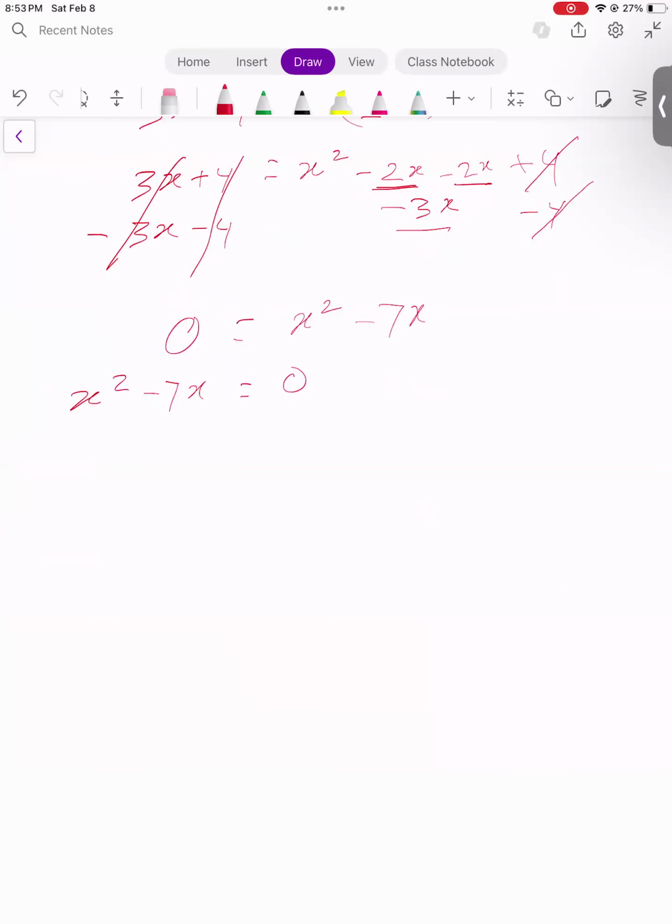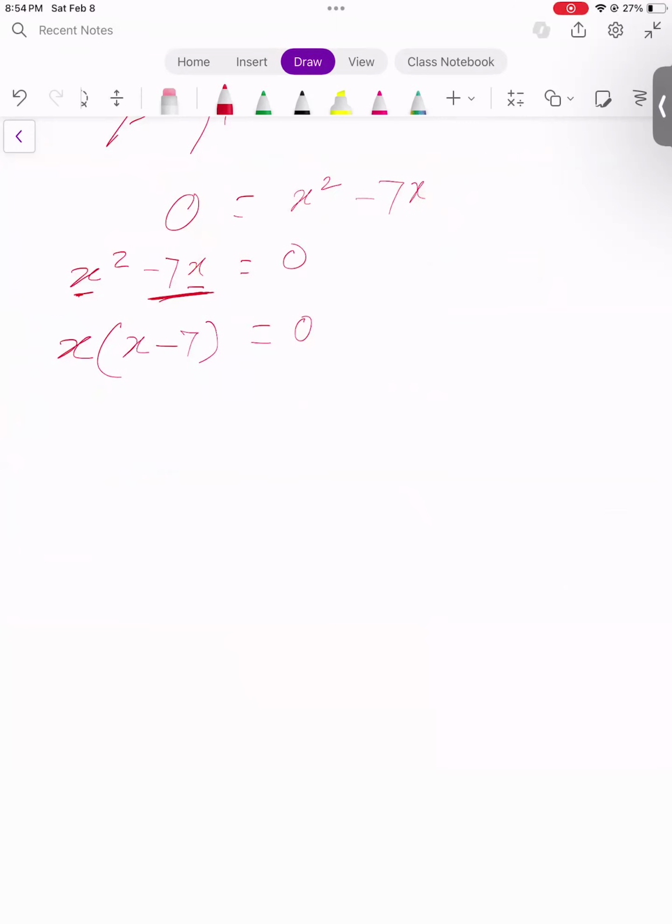Now let's use factorization. It's going to be easier. So we look for the common factor. So we have x as a common factor. So let's factor out x. If you factor out x from x squared, we have x. If you factor out x from negative 7x, we have negative 7, equals 0.